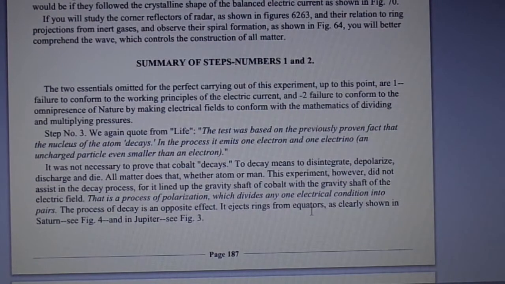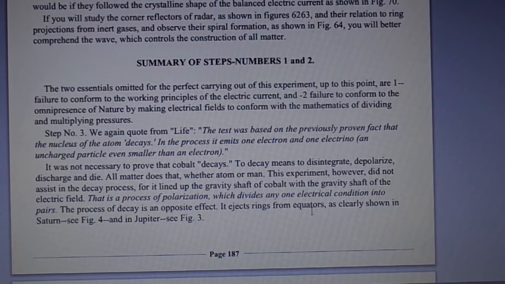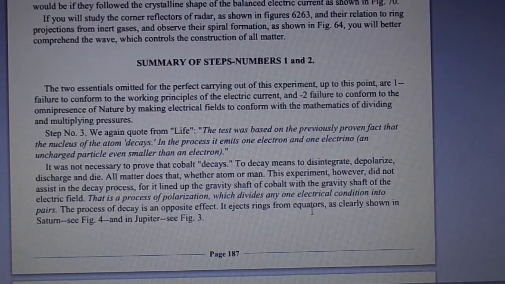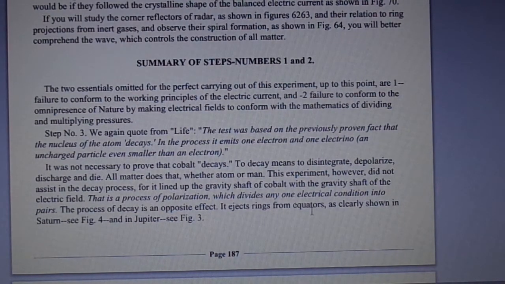The test was based on the previously proven fact that the nucleus of the atom decays. In the process, it emits one electron and one electrino, an uncharged particle even smaller than an electron. It was not necessary to prove that cobalt decays. To decay means to disintegrate, depolarize, discharge, and die. All matter does that, whether atom or man.